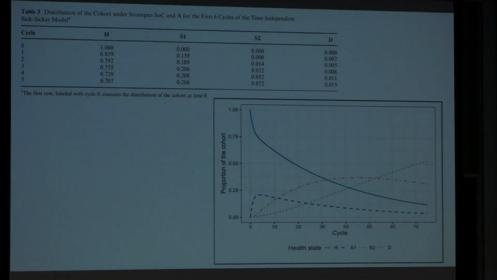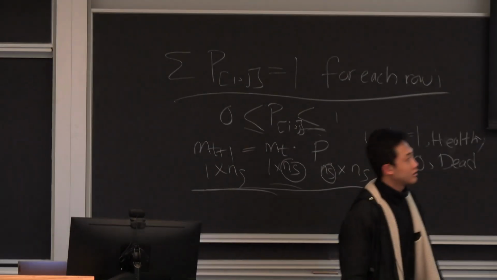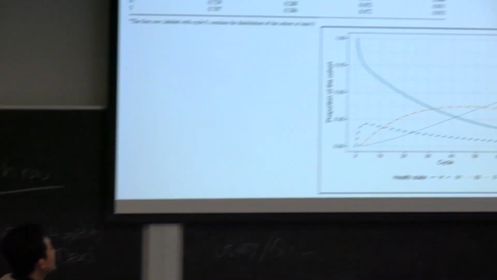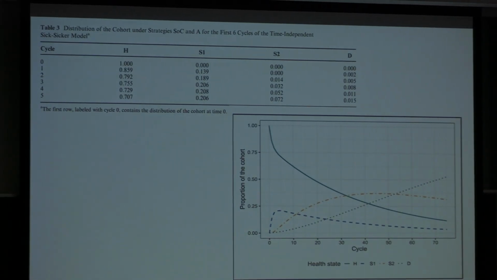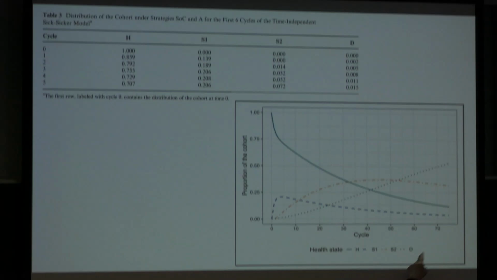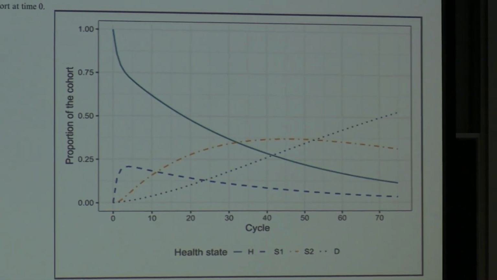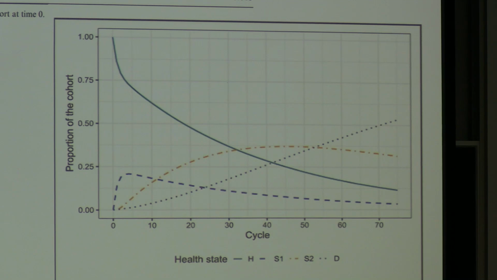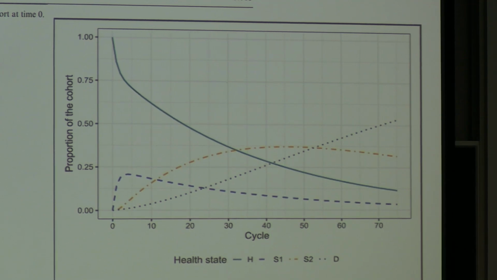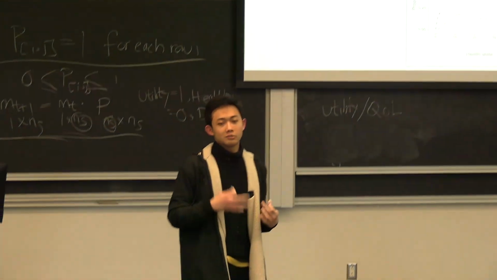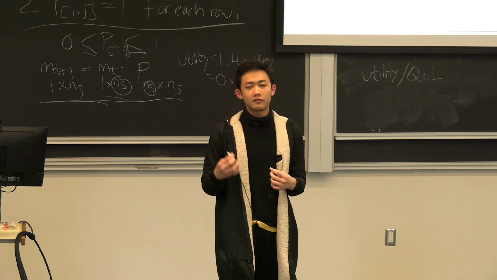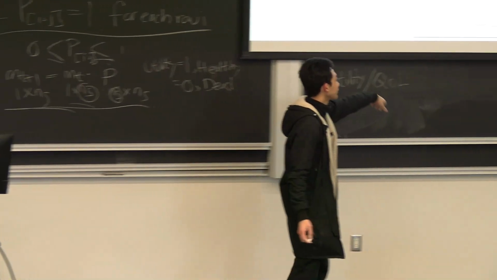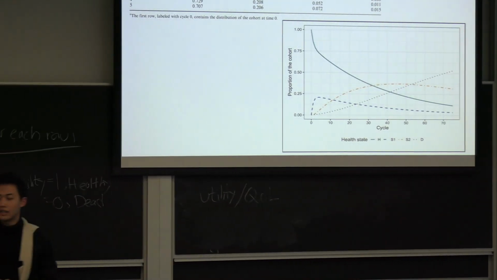So this is the result when you do this matrix multiplication 6 times. First we have all of them in the healthy state, so the probability is 1. But as you've seen here, as the cycles go on, because the dead state is an absorbing state, if you see the graph here, the D curve is always increasing. If you are dead, then you stay in that state, so it increases as time goes on. And it actually makes sense. The model makes sense, because as people grow older, the probability of death is higher and higher, so the proportion of dead people will be higher.